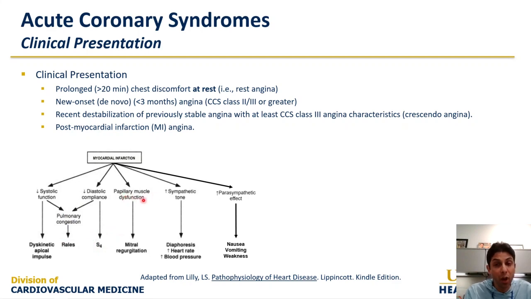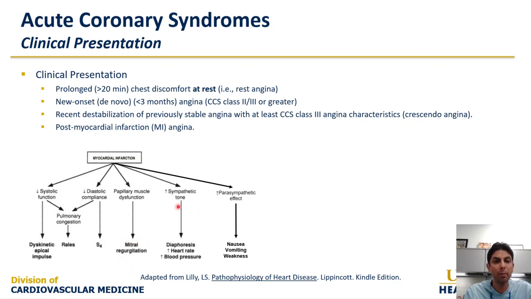Papillary muscle dysfunction is also a possibility with myocardial infarction, particularly if it involves the posterior lateral papillary muscle, because that has a single coronary artery supply, typically the right coronary artery, as compared to the anterior lateral papillary muscle. These patients will suffer mitral regurgitation that we can auscultate on exam.